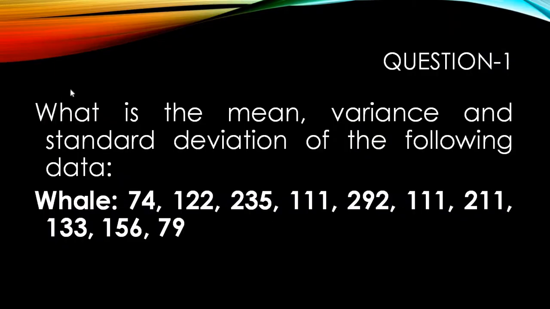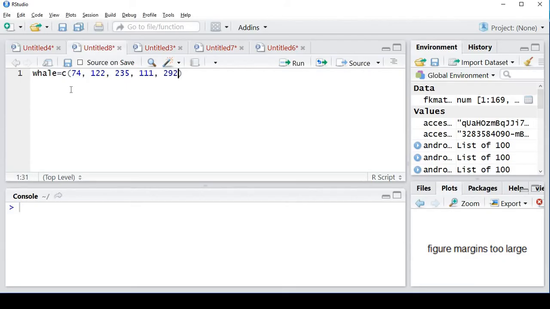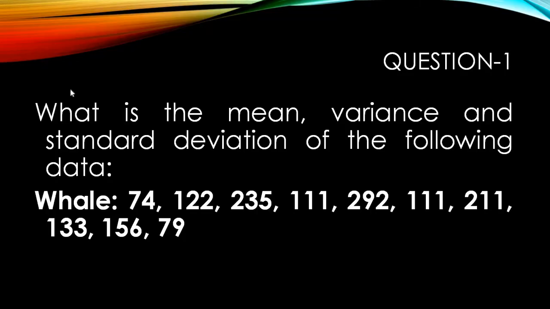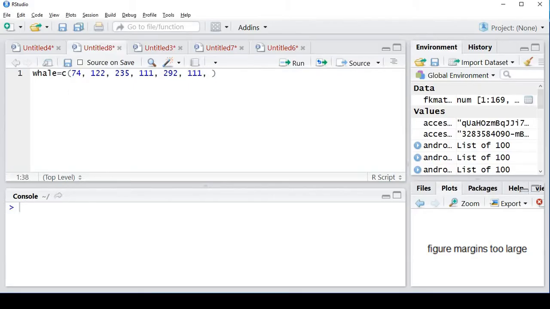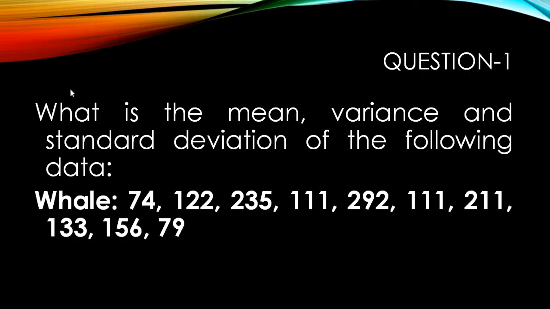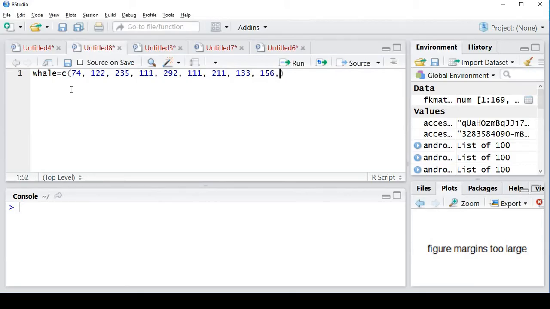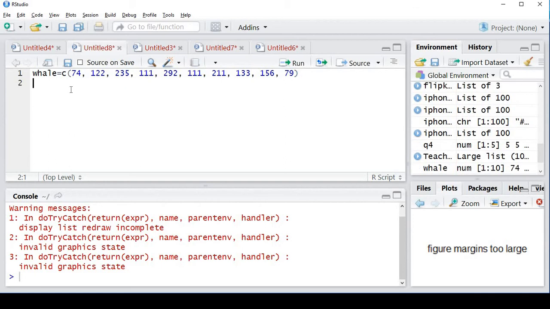then 111, then 292, then 111, followed by 211, then followed by 133, then 156 and 79. Okay, so I run this command. Okay, I'm getting some warning messages, but that's not a problem. This is not an error.